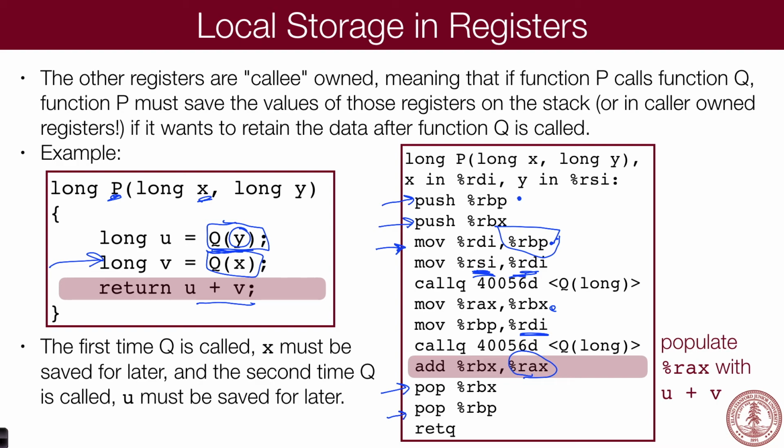The point here is that RBP is a callee-saved register. So the question is, when we call function Q down here, we have saved our values of RBP and RBX, and they will not be changed, because the function that is called is guaranteed not to change them, or if it does change them, to put them back where they came from. So yes, that's the basic idea.